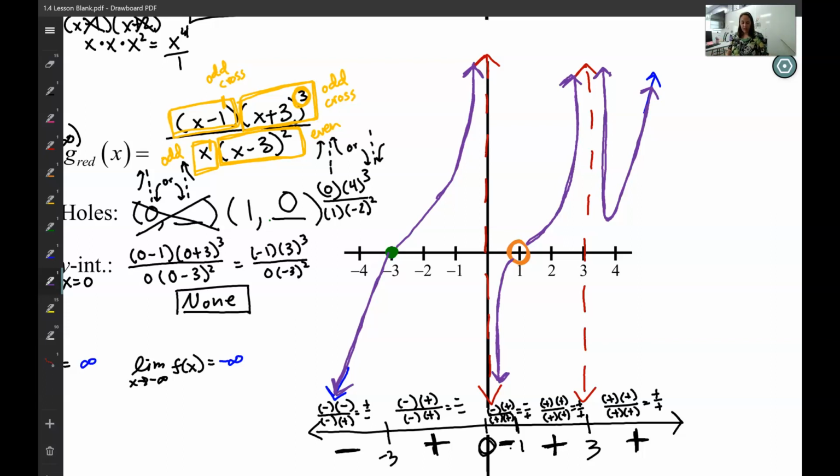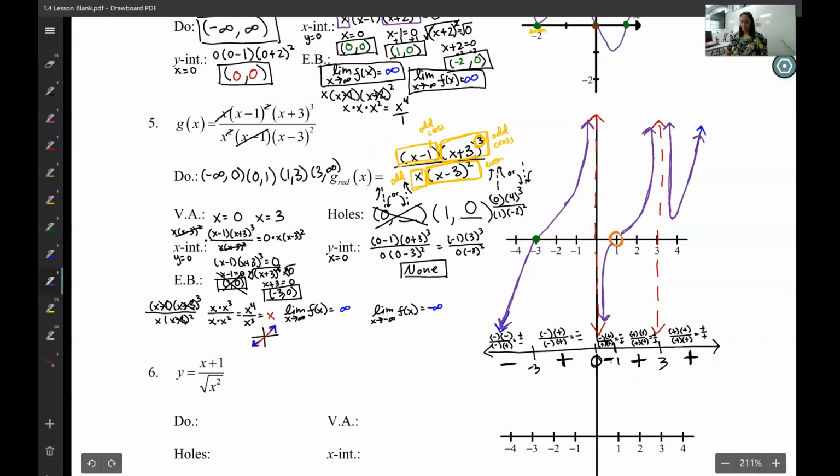So those are two completely separate different methods. You can do the sign line, which always works to know what direction, top half or bottom half, positive or negative. Or you can use your exponents to know if you should cross through or bounce off, or for your asymptotes, whether they're going to go different directions or the same direction. So there's that graph. In the next example, we'll do number 6.